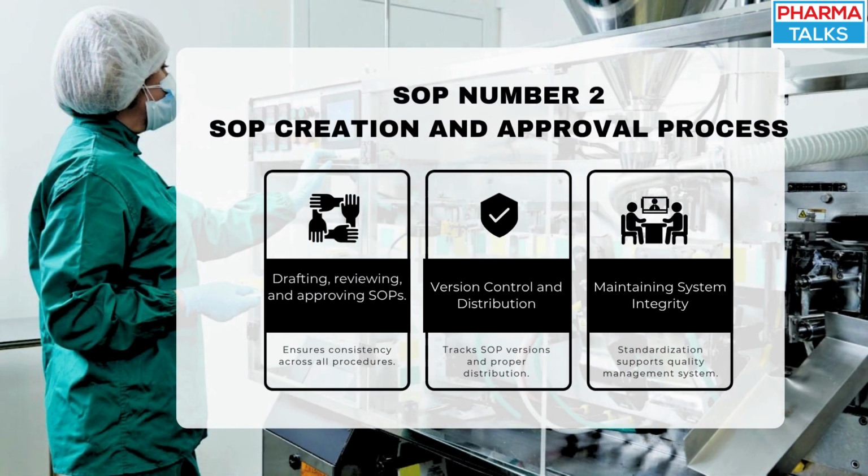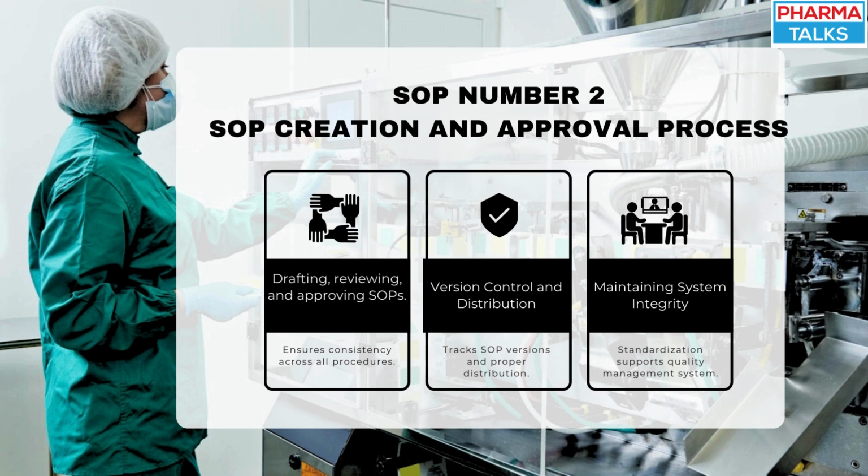SOP number 2 deals with the process for creating, reviewing, approving, and controlling standard operating procedures, SOPs. This is crucial for maintaining consistency and compliance across all processes. It outlines the steps involved from the initial draft to the final approval by authorized personnel. The procedure also specifies how SOPs are controlled, including version control and document distribution, to ensure that only the latest approved versions are being used.